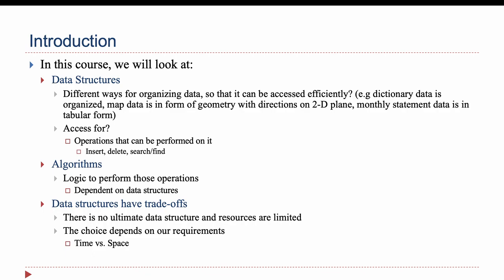The trade-off between time and space complexity is particularly important to consider. Time complexity refers to the amount of time it takes to perform a given operation on a data structure, while space complexity refers to the amount of memory space required to store the data structure. Often, there is a trade-off between the two. A data structure that requires less memory space may take longer to perform certain operations, while a data structure that is faster may require more memory space.